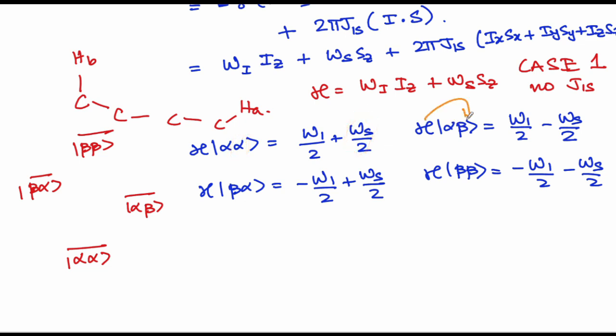Therefore, when Sz operates on the beta state, you get a negative sign. So when you write it out, you're going to end up getting omega I plus omega S by 2, omega I minus omega S by 2, minus omega I plus omega S by 2, minus omega I minus omega S by 2 as the energy for these given four spin states.